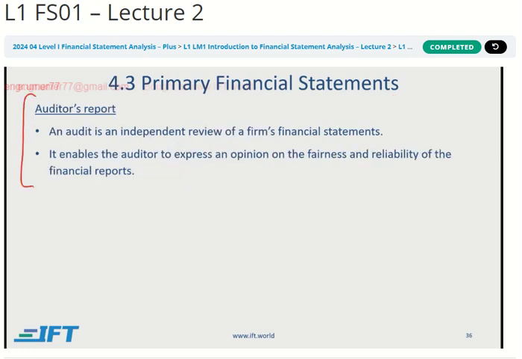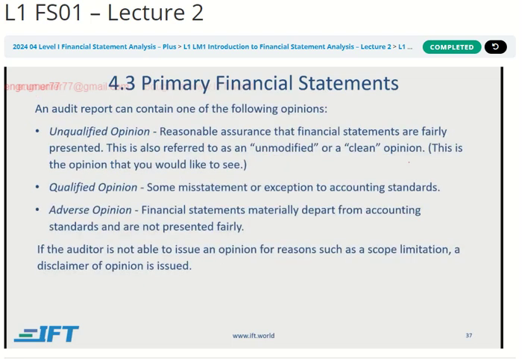Then the auditor's report. Now, these are independent bodies that review the financial statements, and they express an opinion on the fairness and reliability of these financial reports. Now, the opinion can take 4 types: 1, 2, 3, and the 4th one is basically that they were unable to give an opinion because the situation is so terrible. Now, the first one is the best.